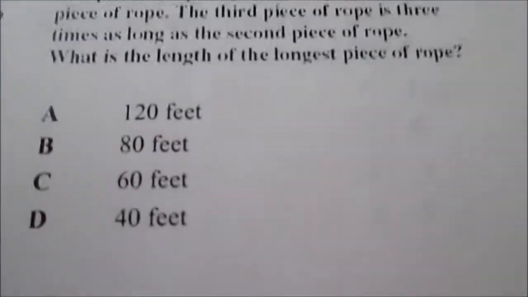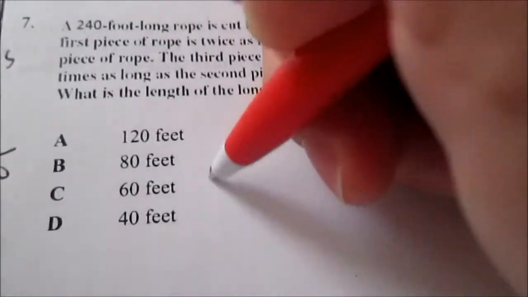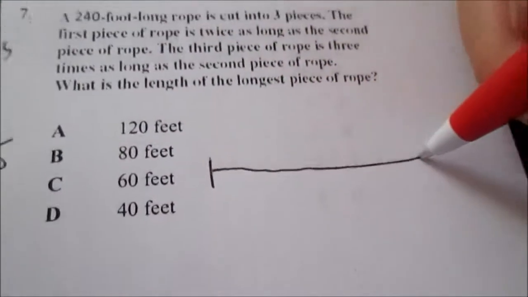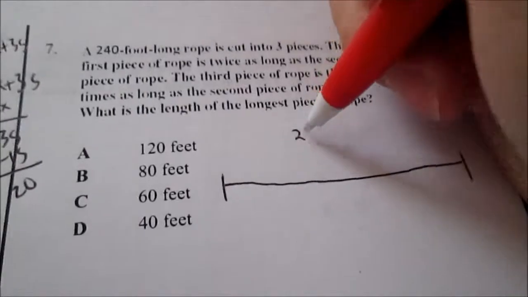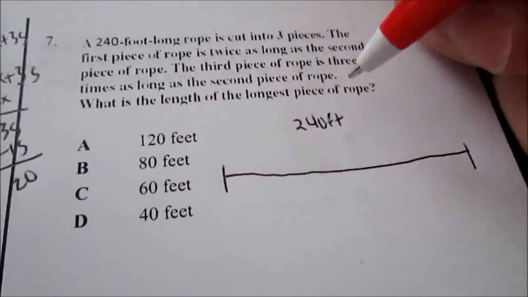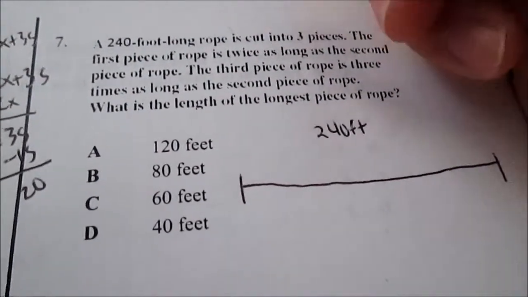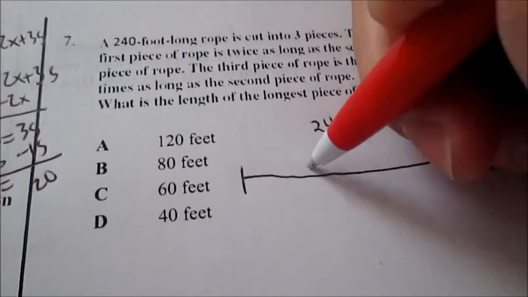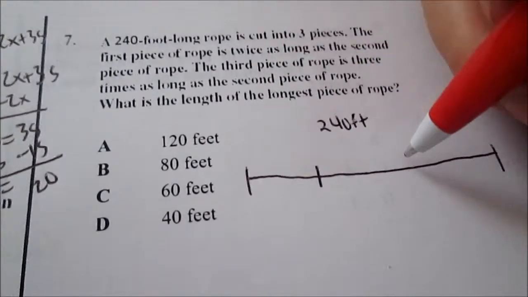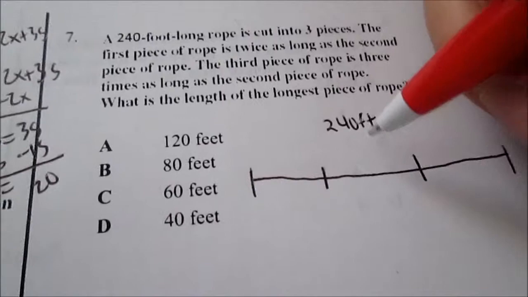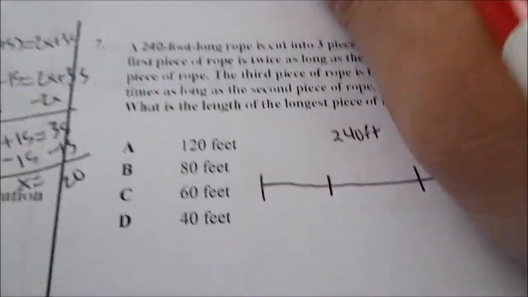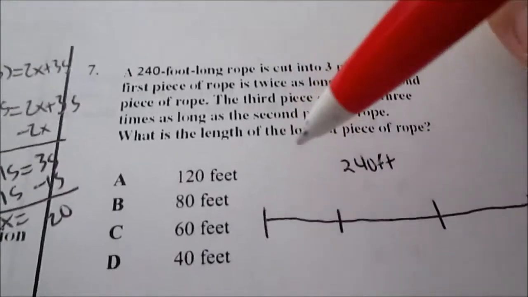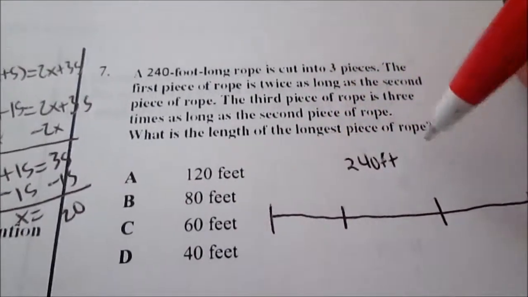Okay, one technique I would suggest using in this case is to actually draw a picture. That whole rope is 240 feet and it's cut into 3 pieces. Now, the picture is not going to be exactly drawn to scale, so I don't have to worry about should it look 2 times longer here or 3 times longer there. It's just, in my head, I can see that there are 3 pieces.